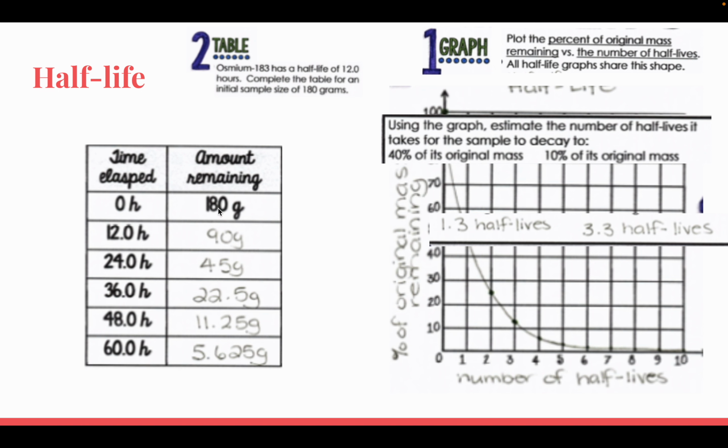So you end up with something that looks like this. 180 gets cut down to 90. 90 gets cut in half to 45. 45 gets cut in half to 22.5, so on and so forth. Basically, I'm just dividing by 2 for each half-life.